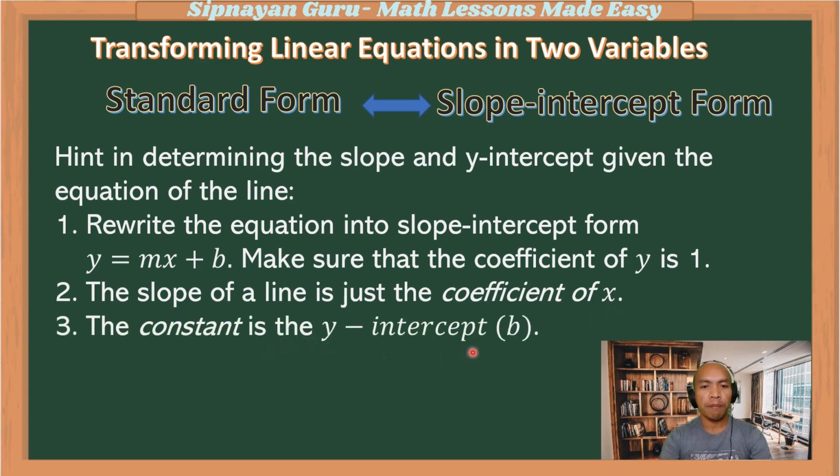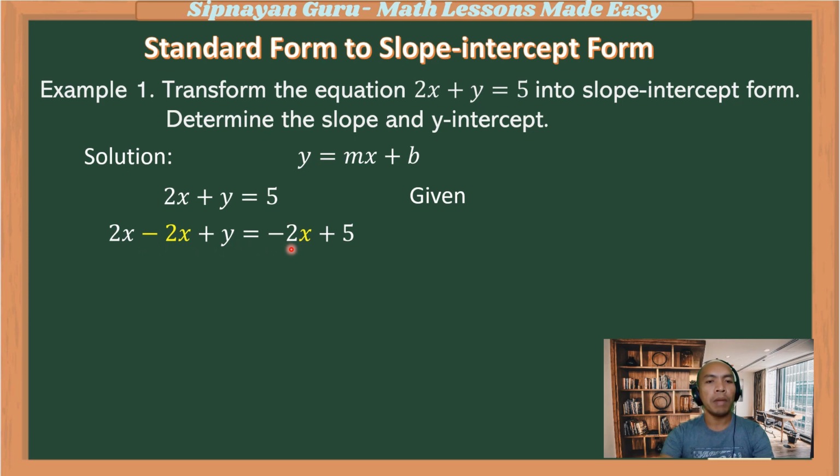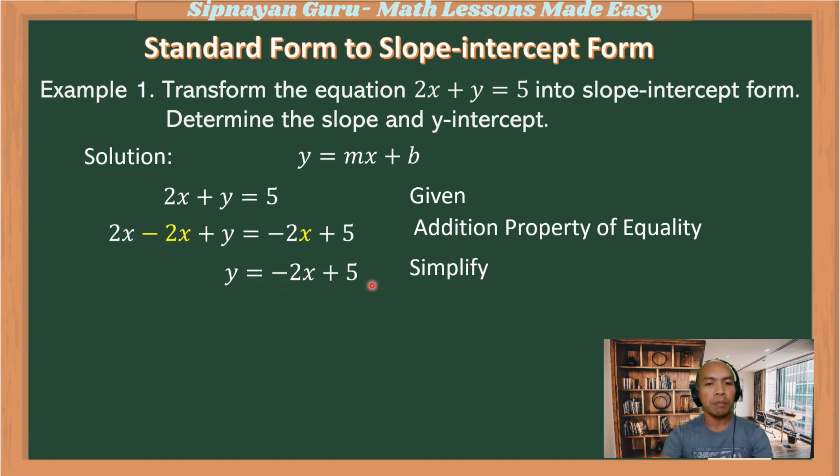Example number 1: transform the equation 2x plus y is equal to 5 into slope-intercept form, and determine the slope and the y-intercept. The given equation is 2x plus y is equal to 5. Take note, the goal of transforming the equation into slope-intercept form is that the left side of the equation must be y. So by the addition property of equality, we subtract both sides of the equation by 2x, and that is equal to negative 2x plus 5.